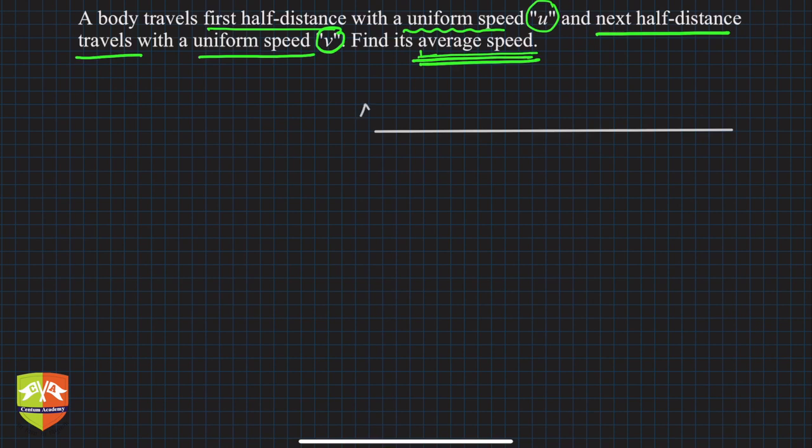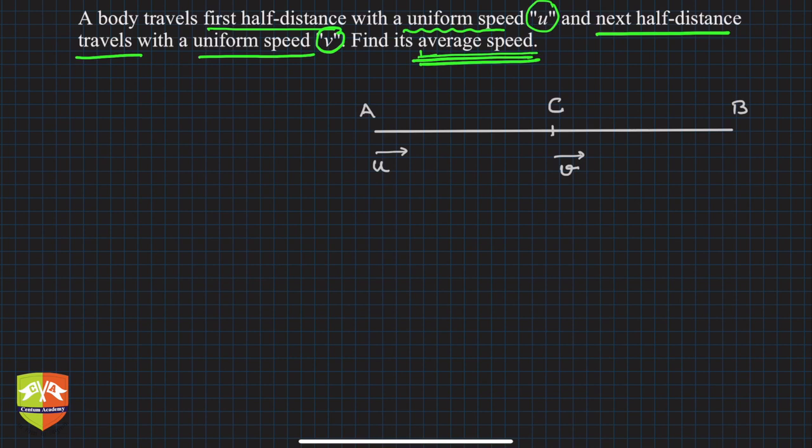So let me say this is A and this point is B. And let's say this is the half distance, so this point, let's say C. So what is being said? He moves like that with a uniform speed u. It's a case of uniform speed, and very clearly it's a straight line motion. From C to B, it moves with uniform velocity v. And I have to find out what? Average speed. Okay, so let's go one by one.